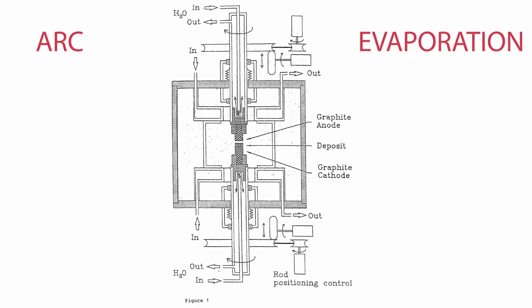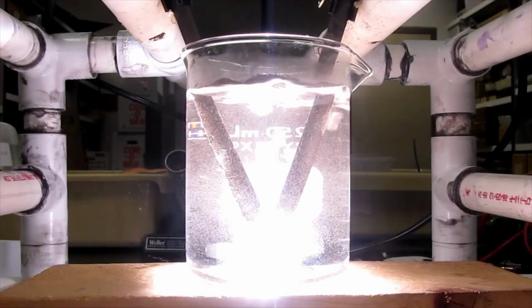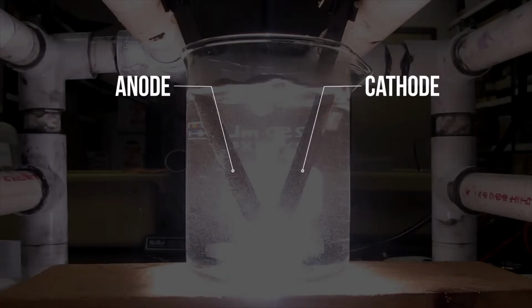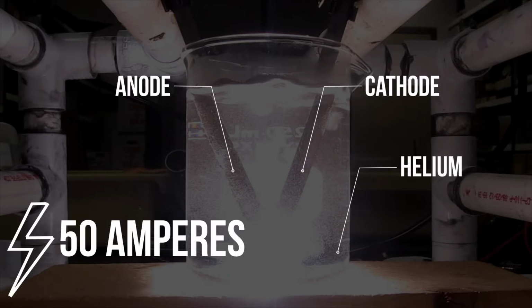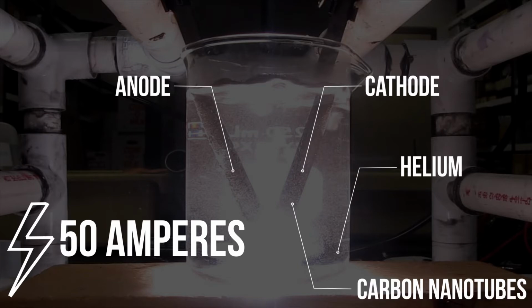Arc evaporation. The arc evaporation method is also known as the electric arc discharge method. It generates the highest quality carbon nanotubes. The method consists of two graphite electrodes in helium. A current of around 50 ampere is passed between the electrodes, causing some of the graphite from the anode to evaporate and condense on the cathode. This deposit contains the carbon nanotubes.